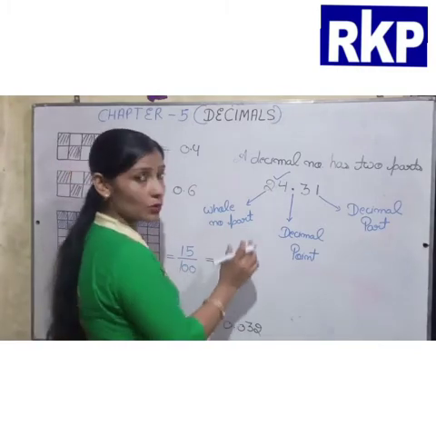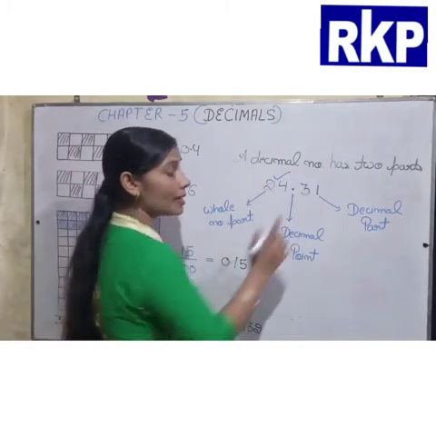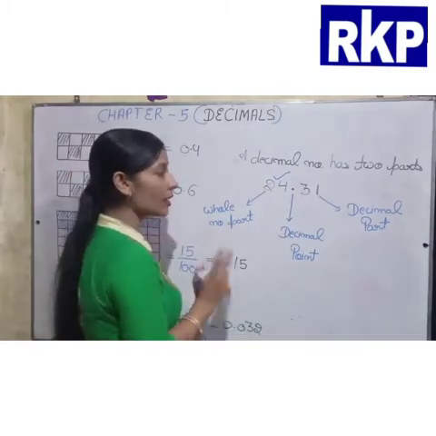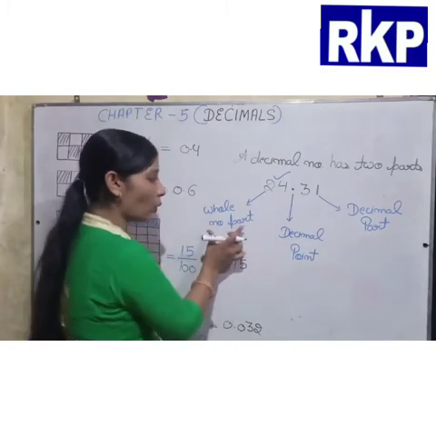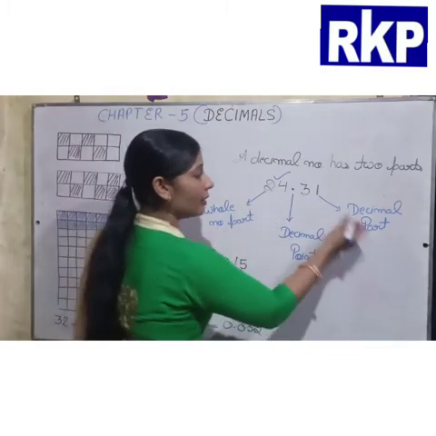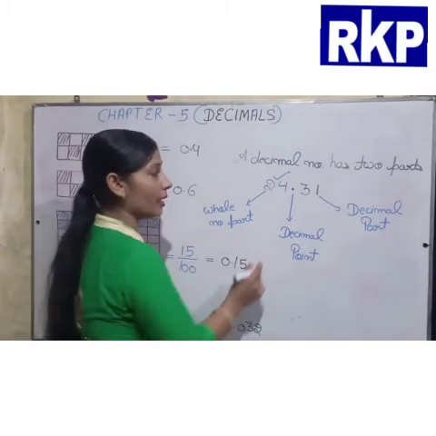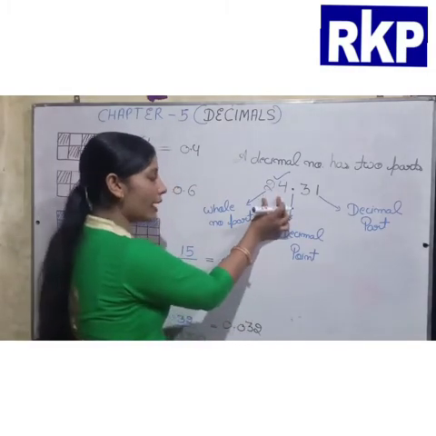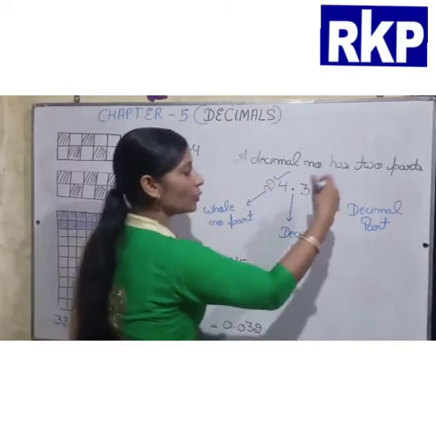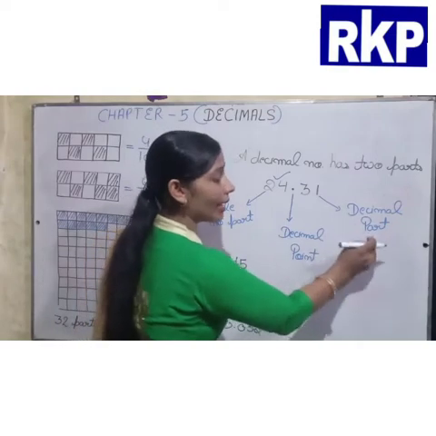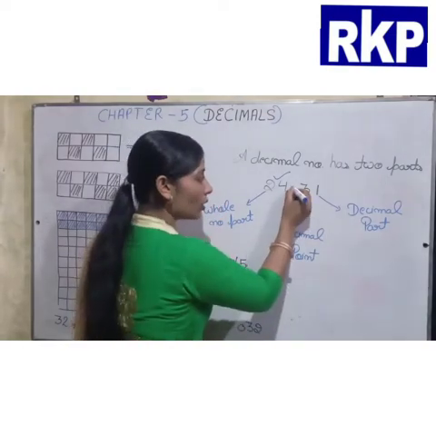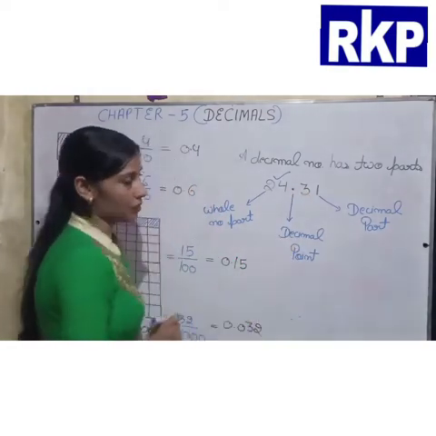Okay, understood? A decimal number has two parts. One is the whole number part and the second is the decimal part. The part on the left side is the whole number part and the part on the right side is the decimal part, and this dot is called the decimal point.